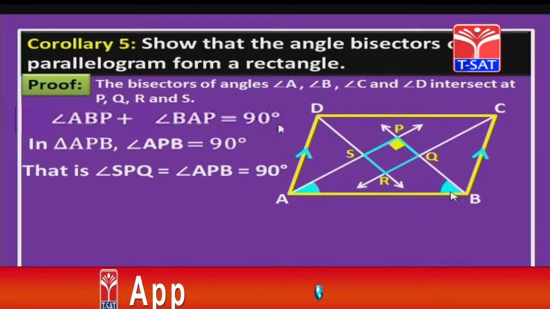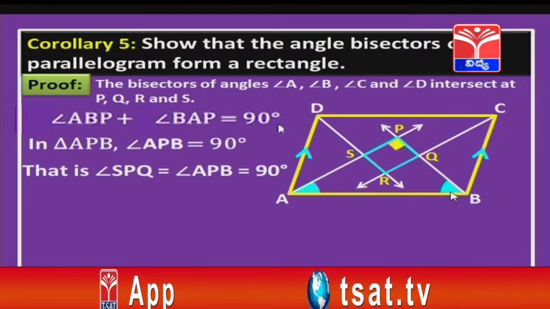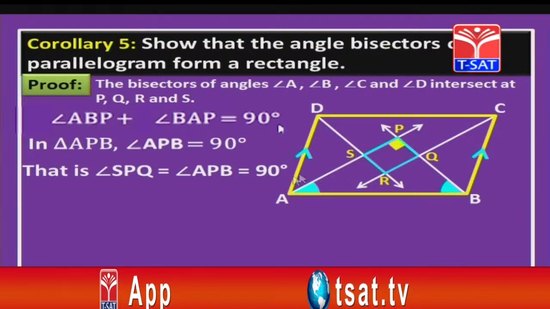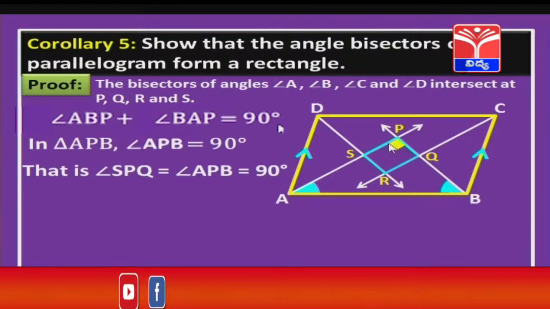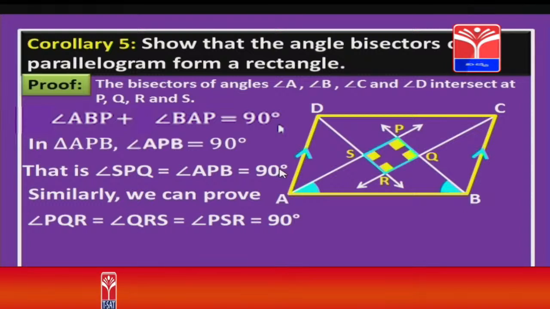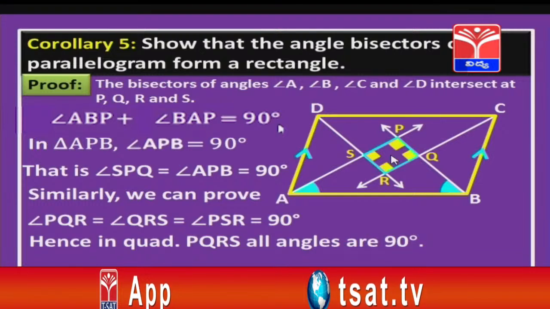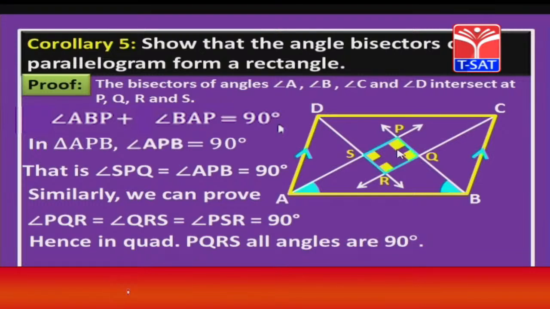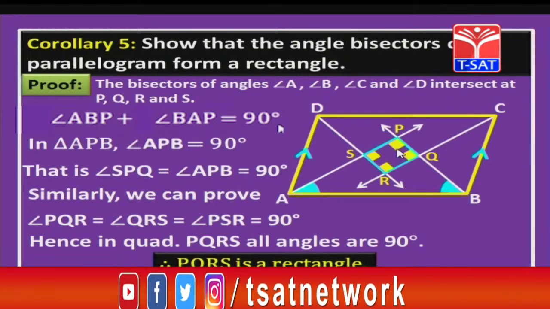Since APB is 90 degrees, I can write that it is nothing but SPQ. SPQ is this same part, and ABP is also this part only. So, I can write both are the same, which is 90 degrees. Similarly, I can prove PQR is equal to 90, QRS is 90 and PSR is also 90 degrees. That means all the 4 angles are equal and they are equal to 90 degrees each. Got it, children? Since all angles are equal to 90 degrees, I can say it is a rectangle.